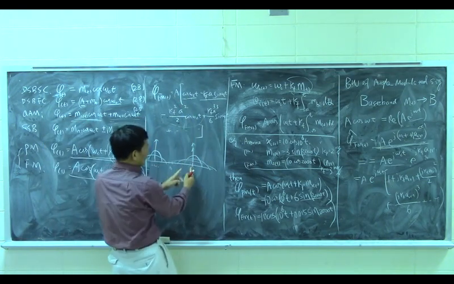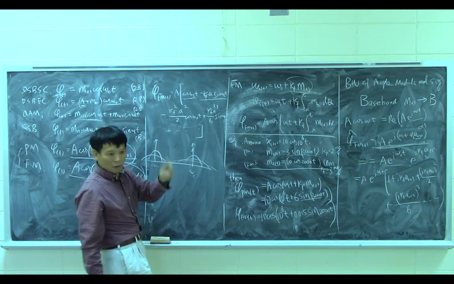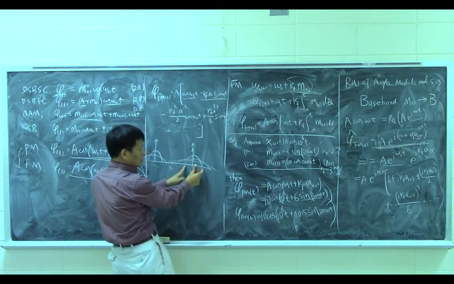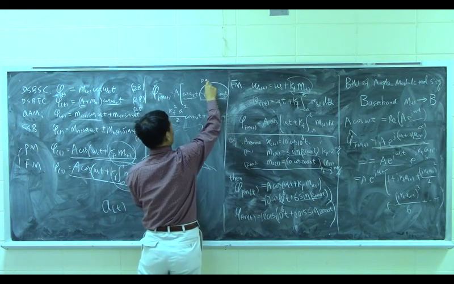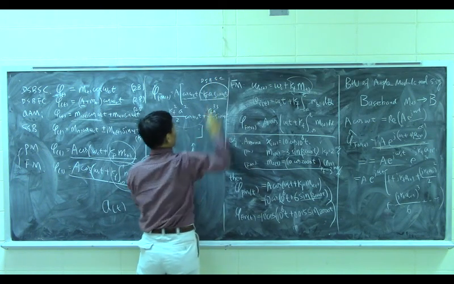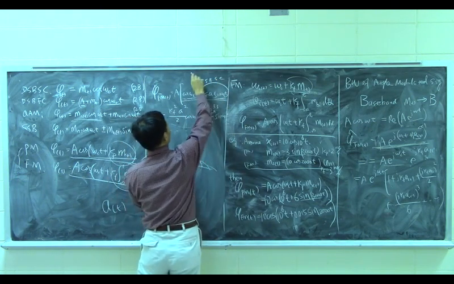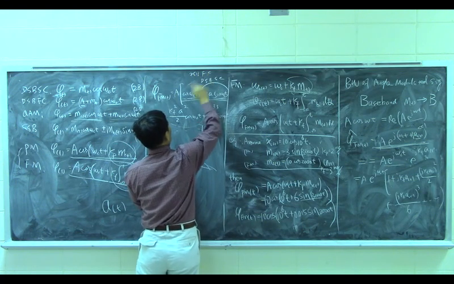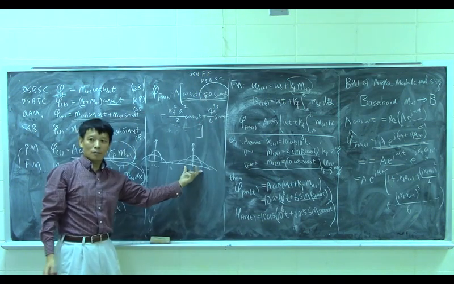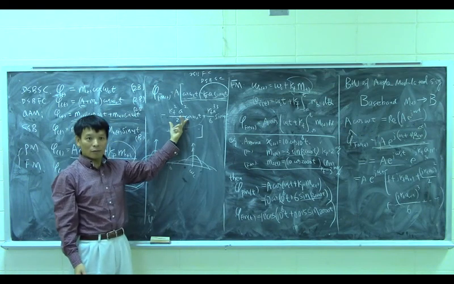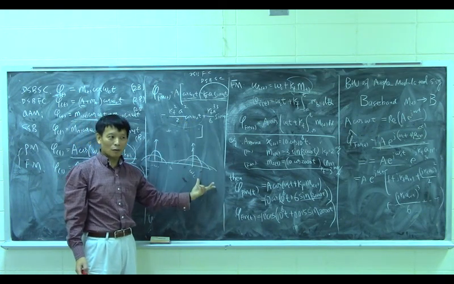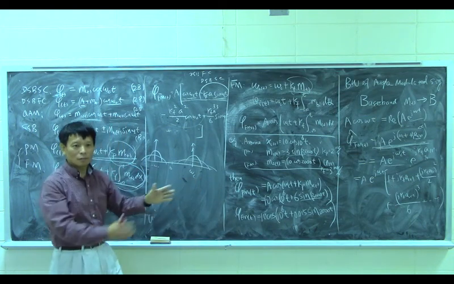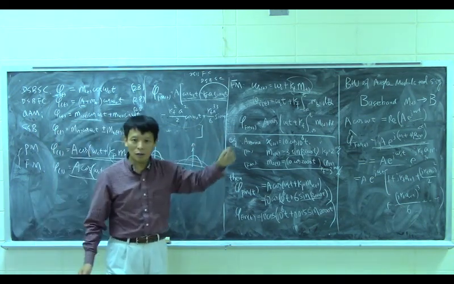For this one, a single frequency, the bandwidth equals zero. For this one, the bandwidth equals 2B, because this is a double sideband suppressed carrier. This one here is double sideband with visible carrier, so that is 2B. How about this one? We have another 4B. How about the next one? We have 6B. So you can imagine, we have infinite terms here.